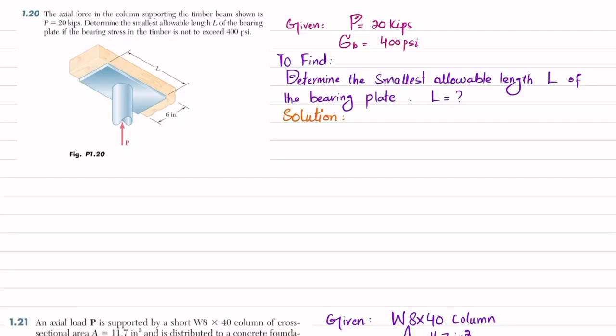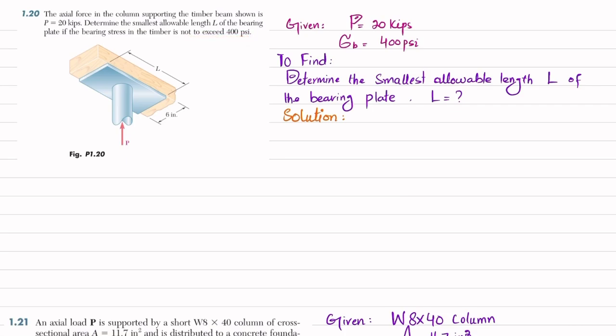Welcome back. In this video we are going to solve problem 1.20 and 1.21. So we'll start from 1.20. The statement is: the axial force in the column supporting the timber beam shown is 20 kips. Determine the smallest allowable length L of the bearing plate if the bearing stress in the timber must not exceed 400 psi.